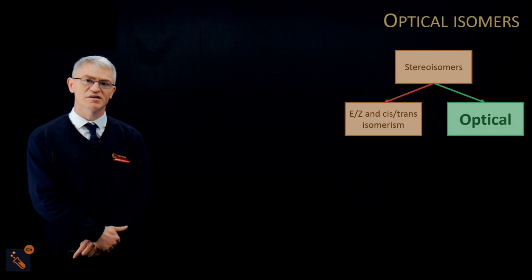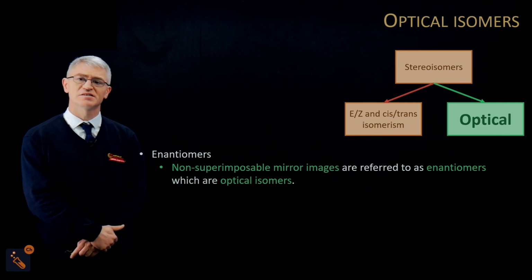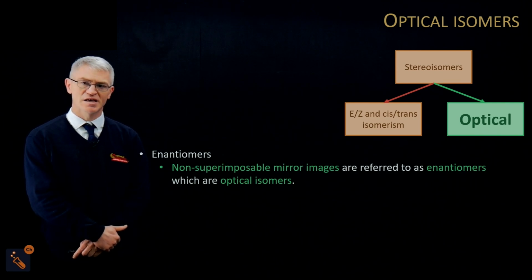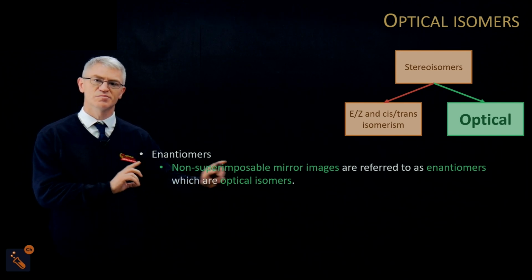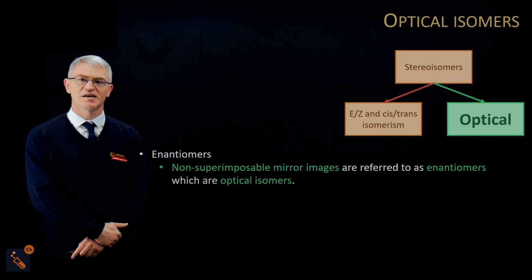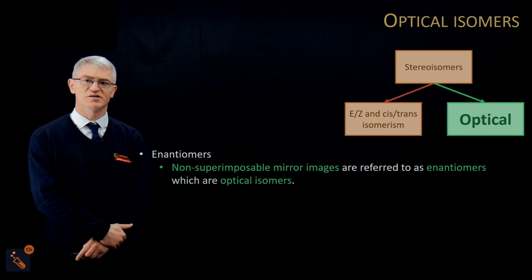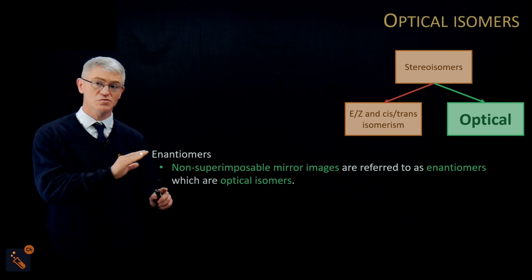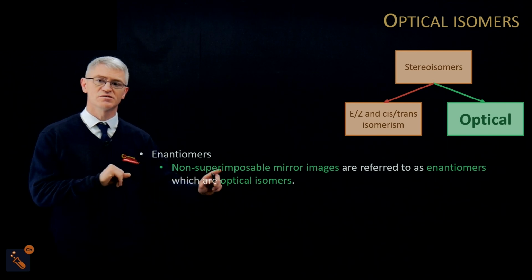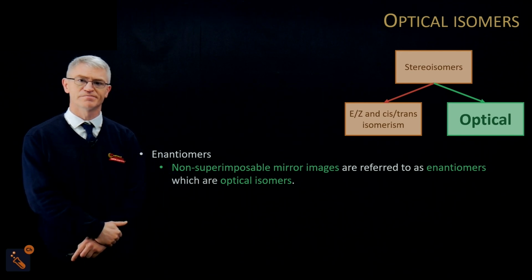Now, like I said, we're going to focus on optical today, and optical has these things called enantiomers. Now enantiomers, and again definition that is required, non-superimposable mirror images, okay, and they're also called optical isomers. So that definition for an optical isomer, which is also called an enantiomer, is non-superimposable mirror image.